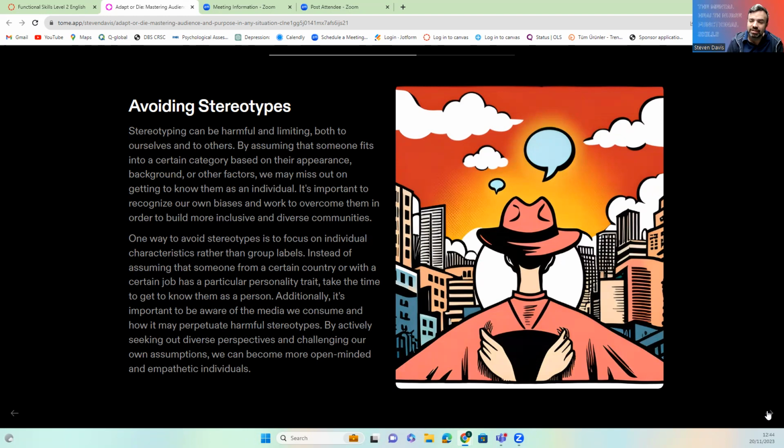Instead of assuming that someone from a certain country has a certain job or a particular personality trait, take time to get to know that person. Additionally, it's important to be aware of the media we consume and how much of it can contain harmful stereotyping. By actively seeking out diverse perspectives and challenging our assumptions, we can become more open-minded and empathetic individuals.